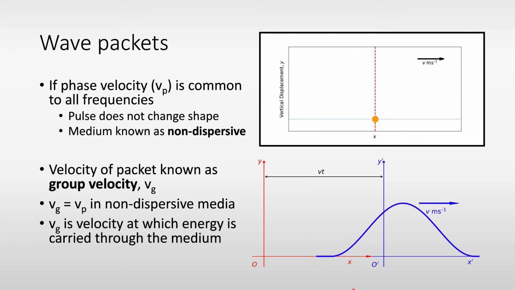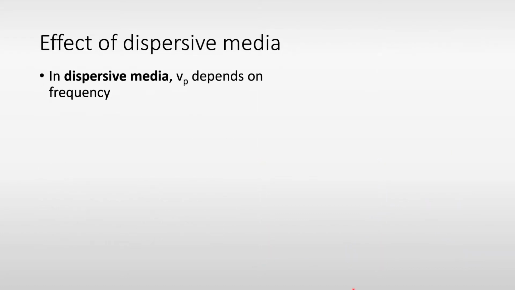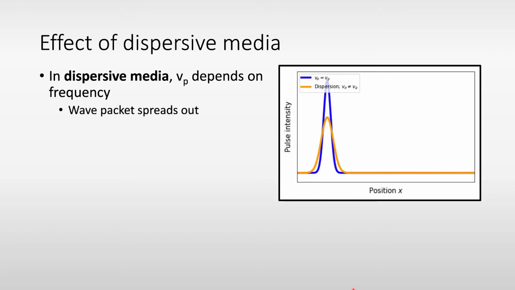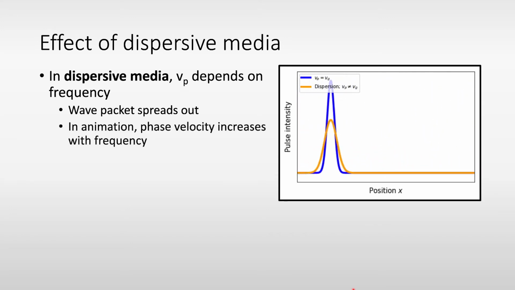Okay, so this is all an idealized case working in non-dispersive media, but what happens when we look at dispersive media? Fundamentally, in a dispersive medium, the phase velocity depends on the frequency of the wave. And the end result of that is that the wave packet spreads out over distance. So as the distance increases, higher frequencies travel faster, lower frequencies travel slower, and the wave pulse spreads out. So in this particular animation, we've shown that the phase velocity increases with frequency.